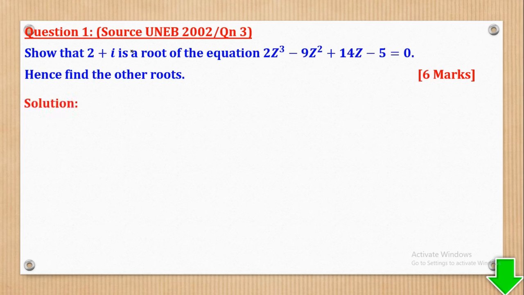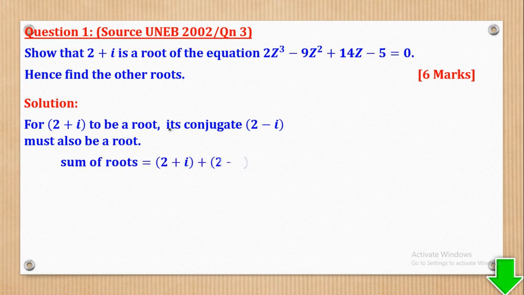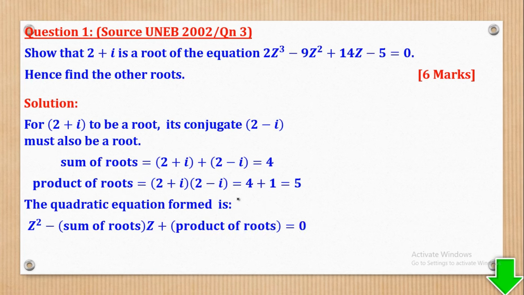Here we shall remember that if this is a root, then its conjugate must also be a root. So now that you have two roots, we shall be able to get the quadratic equation. The sum of roots is that, the product of roots will be this, therefore the quadratic equation can be stated. So you substitute for sum and for product to come up with that. That is step 1, getting the quadratic equation.